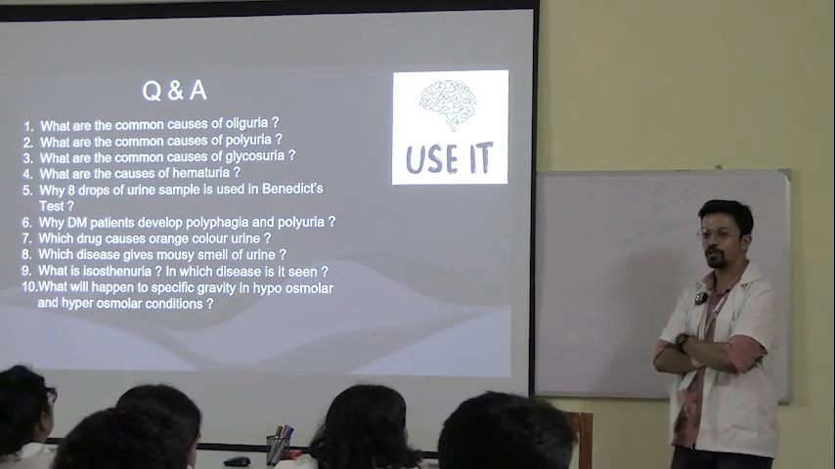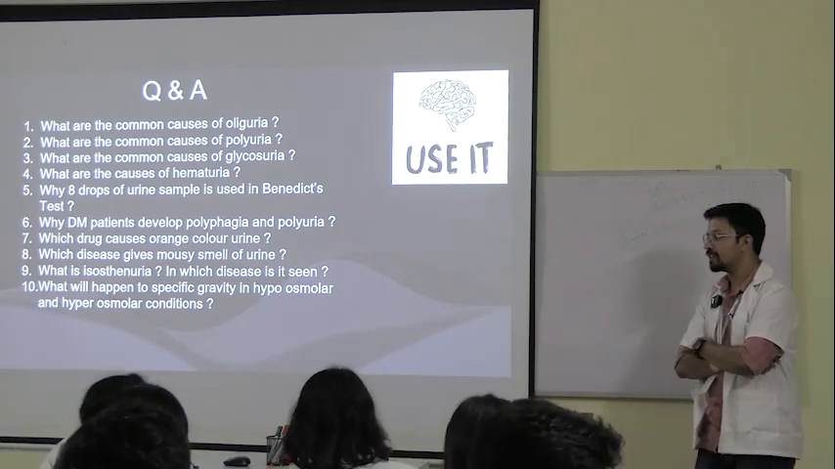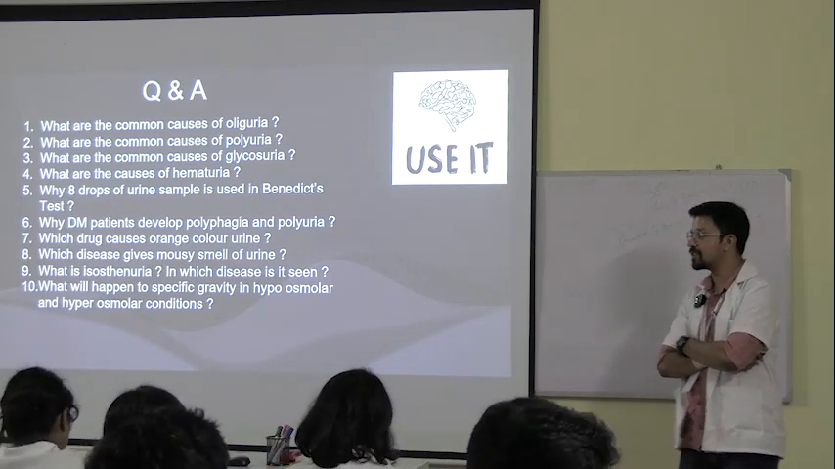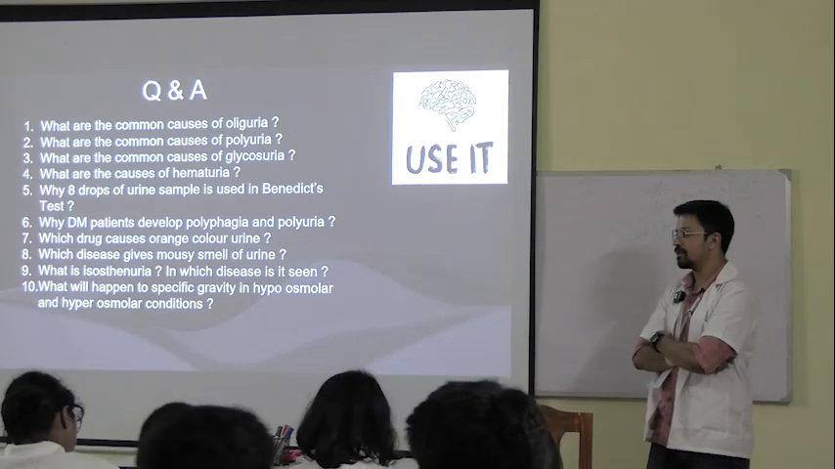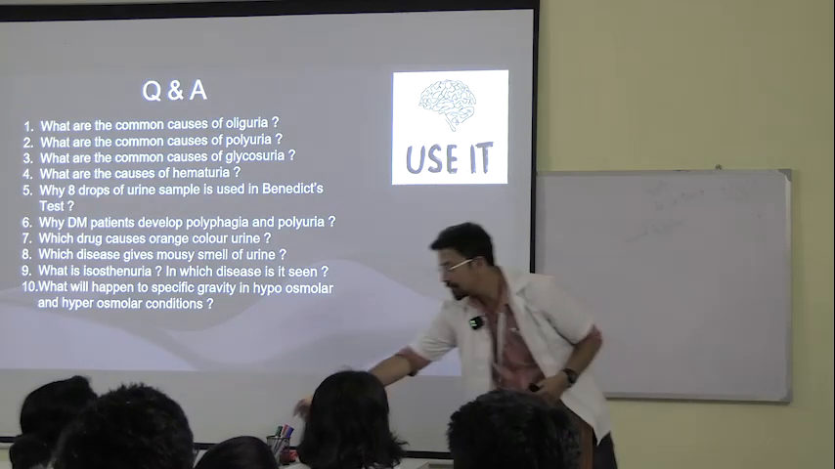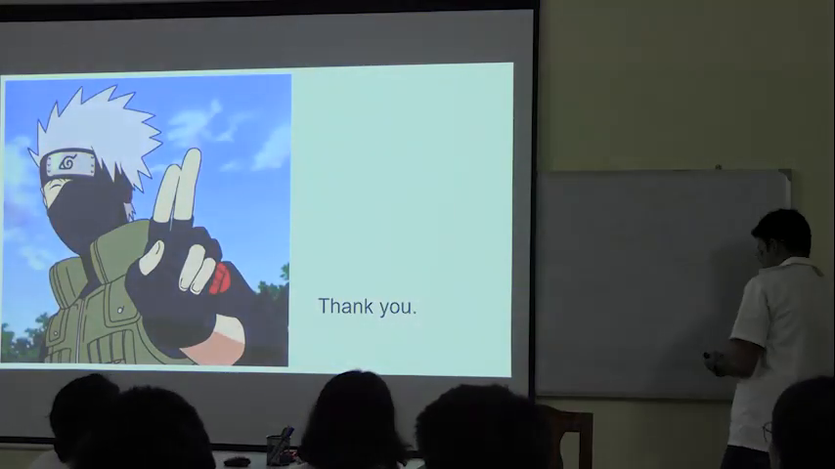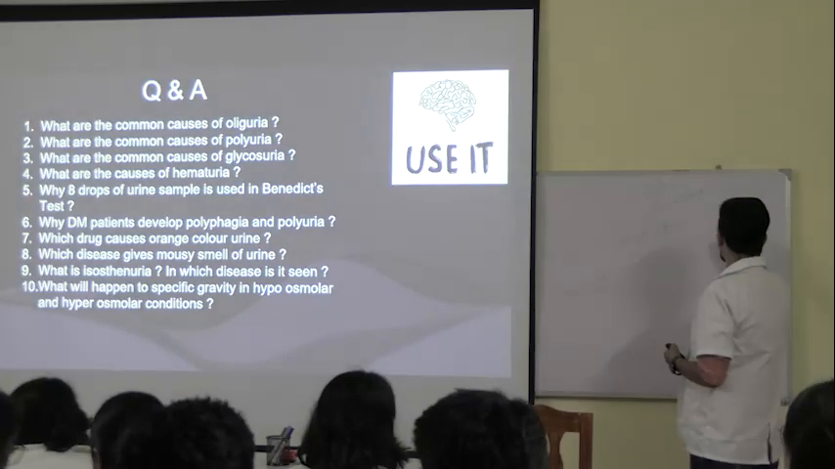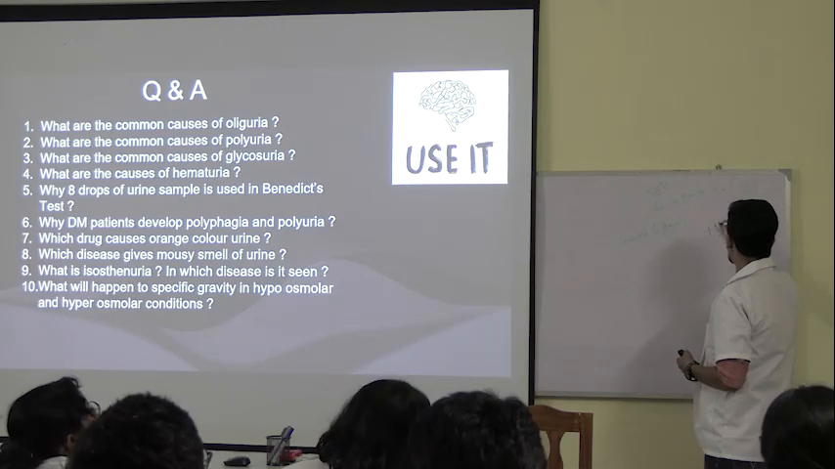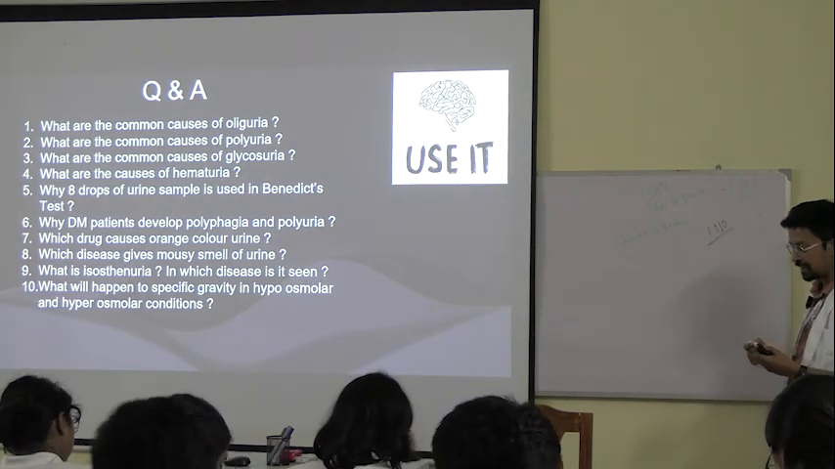Solutes and the water contents. What do we call it? Specific gravity. If the specific gravity is fixed to a particular value, what is the particular value? The value is 1.010. If it is the same exact value, then it is called isosthenuria.